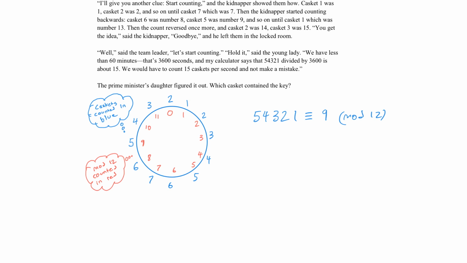It means that, let's say we were starting our counting pointing at 0. And then we counted 54,321. Counted to the number 1 and the number 2 and so on, around and around this loop. Eventually we would hit number 9 in our loop, going around that many times, going around 54,321 times. So that means that our answer is casket 5.